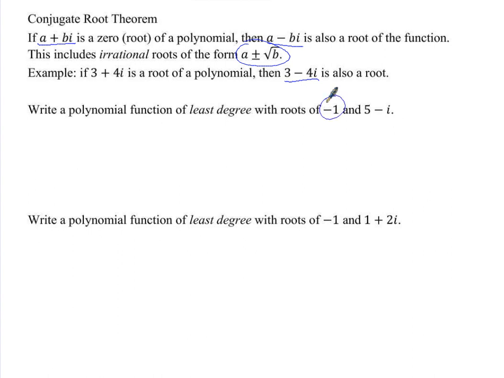We have this one, and we have this one, and that means we must also have 5 plus i. So this is a polynomial of third degree. That's what the conjugate root theorem tells you. Now, if I'm giving you the roots, that's not the answer. If I'm giving you the roots, and I want you to write a polynomial, how do you do that?